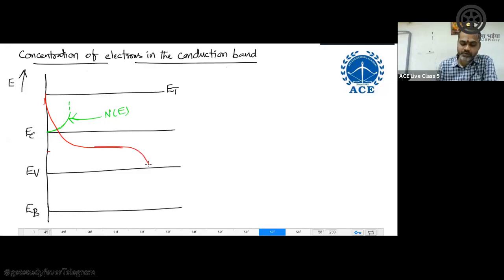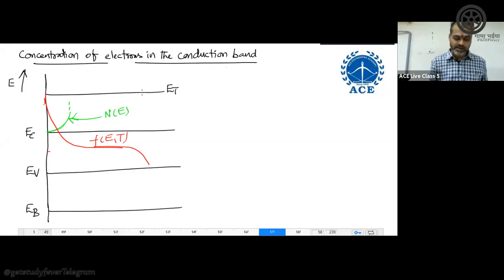Okay, so what is this one? This is f of E comma T. Am I clear? Yes. So these are the three pieces of information I have represented within the energy band diagram.